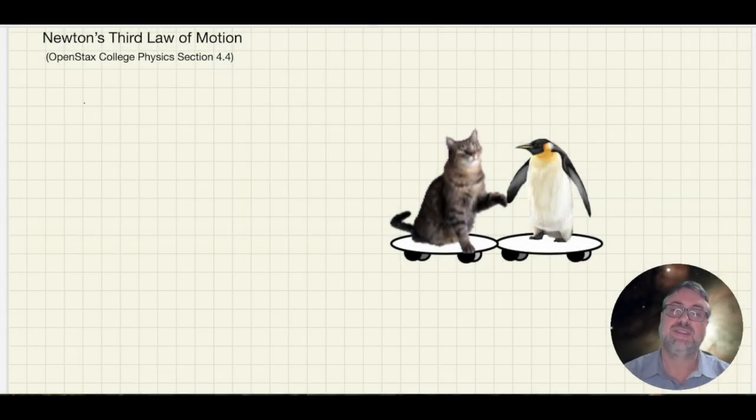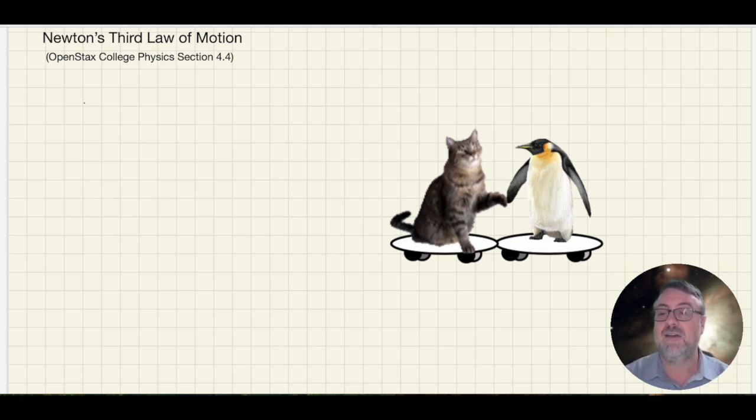Hello, physics students. Today I want to consider Newton's third law of motion. This is discussed in the OpenStax textbook College Physics in section 4.4. Now, most students have heard some version of Newton's third law, but a lot of people get tripped up with the finer points of applying the law. The first thing to note is that the third law is always applied to two different objects.